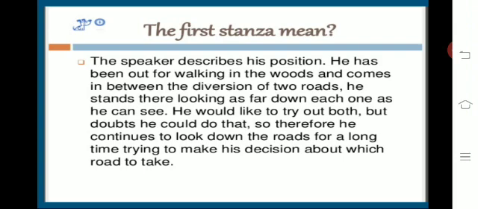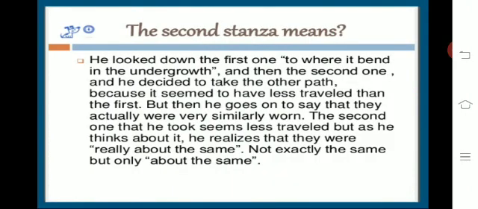And in the second stanza, the poet said that he looked down the first road and also the second road, and at last he decided to take the second road because it seemed to have been less traveled than the first. But then he goes on to say that they actually were very similarly worn. That is, both the roads are about the same. Both the roads are not exactly the same, but they are about the same. So these are the things we have seen in the last video.